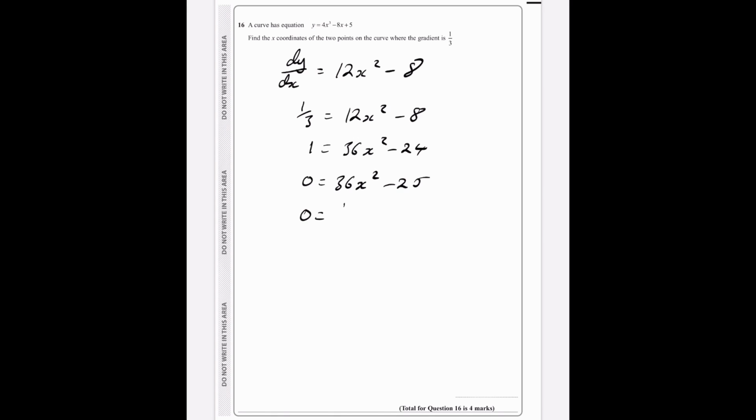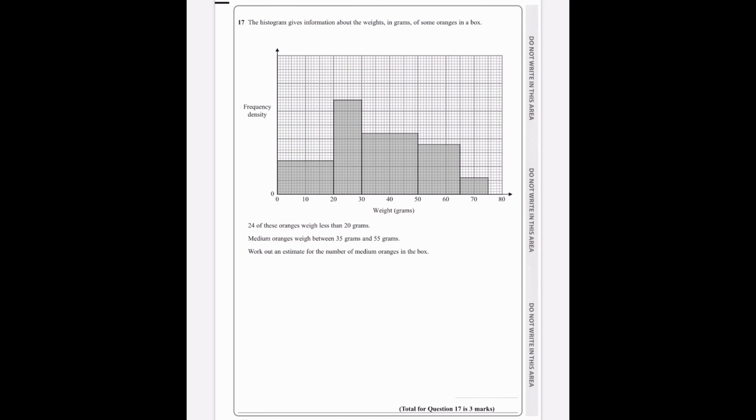So I multiplied everything by 3, brought the 1 onto the right hand side. You can do this in different ways. If you brought the constant onto the left and then square rooted carefully, taking both the positive and negative square roots, that would be absolutely fine. But x comes out as plus or minus 5/6.